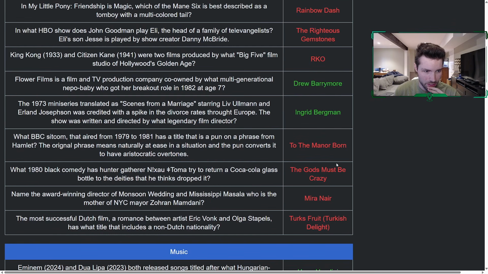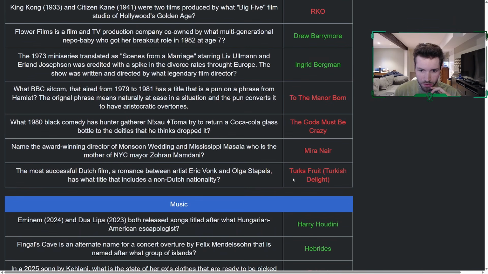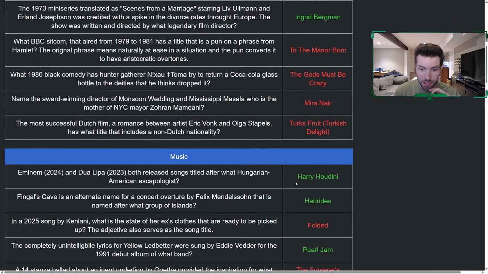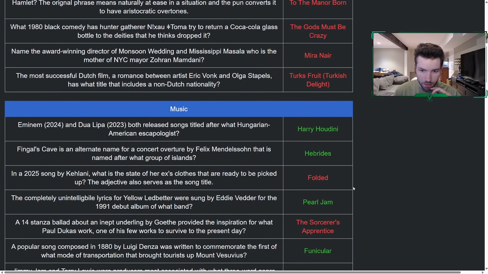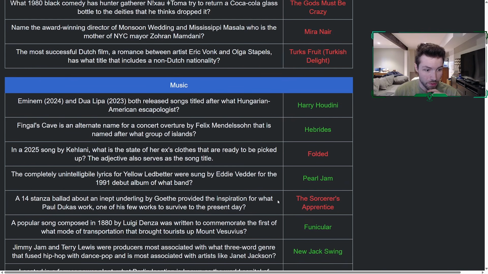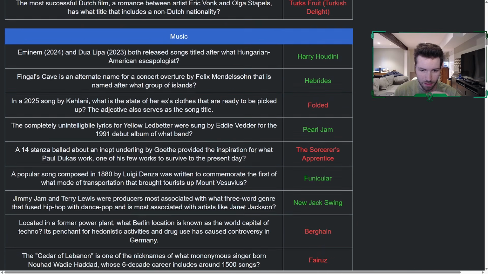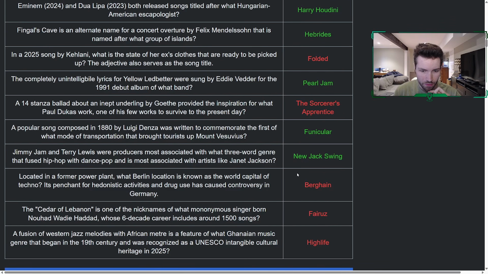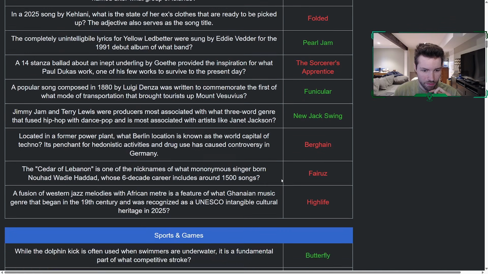The gods must be crazy. Don't know that. Mira Nair. Don't know that. Turk's fruit or Turkish delights. Don't know that. Folded. Never heard of it. Probably guessable. The Sorcerer's Apprentice. That's interesting. Oh, is that the music from Fantasia or whatever? I didn't know that that was a Goethe thing. That's interesting. Berghain, never getting it. Fairuz, never getting it. High Life, never getting it.